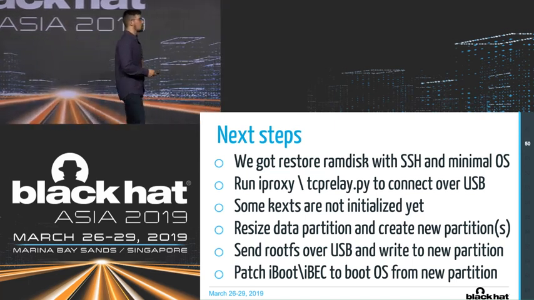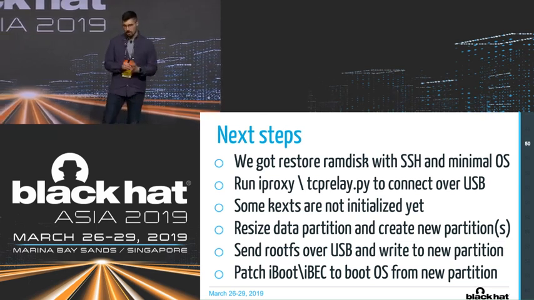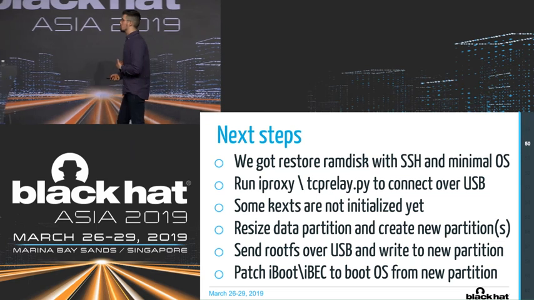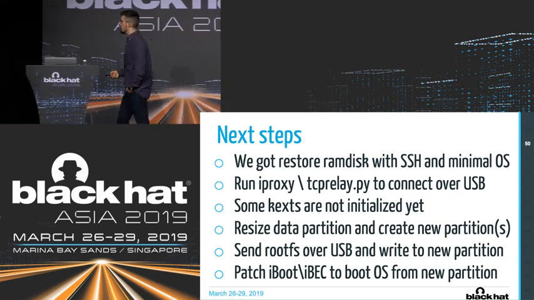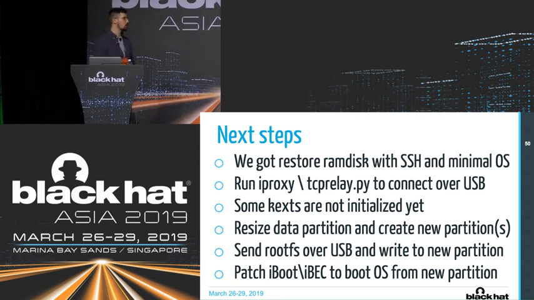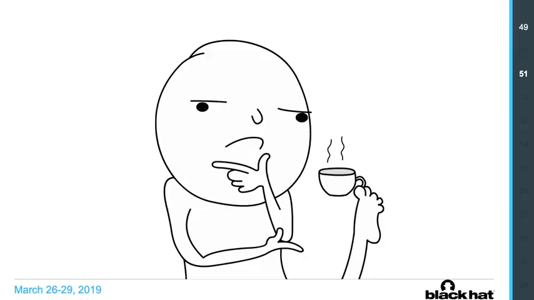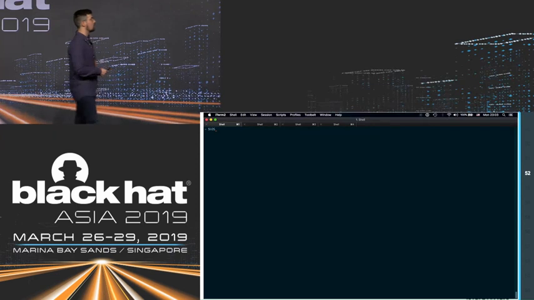But that's enough that we can take the current data partition and separate it into two new partitions, one as a new system partition, and another as a new data partition. Then upload the rootfs over the USB, and write it to NAND. Finally, patch the iBoot or iBSS to boot from the new partition. I know it sounds a little complicated. There are too many things, so I just wanted to show a demo of how this works.